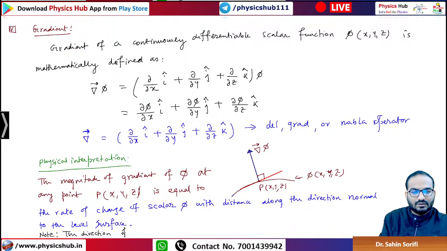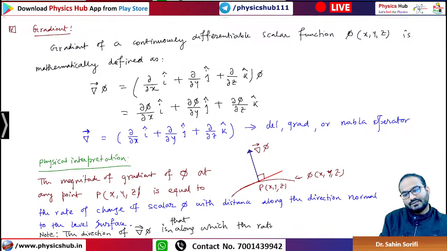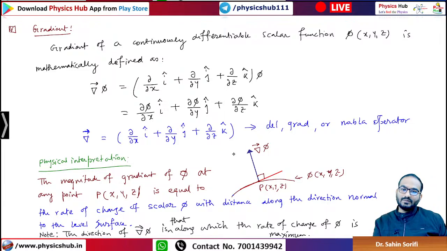The direction of grad phi is that along which the rate of change of phi is maximum, and obviously where the rate of change will be maximum, obviously normal direction.